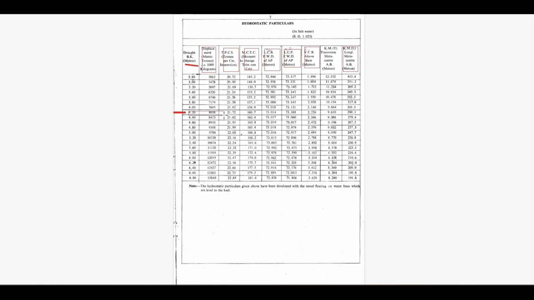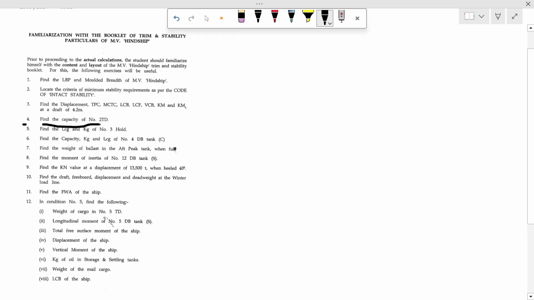So this is the row for 4.20 meter of draft. So the displacement will be 8038 metric tons, TPC will be 21.72, MCTC will be 160.7. So these are the values we have to use for 4.20 meter of draft. Now question 4, find the capacity of number 2 twin deck. Now go to the next page.